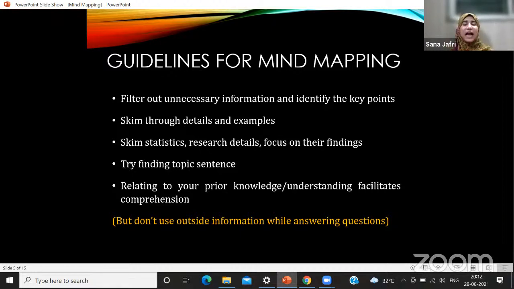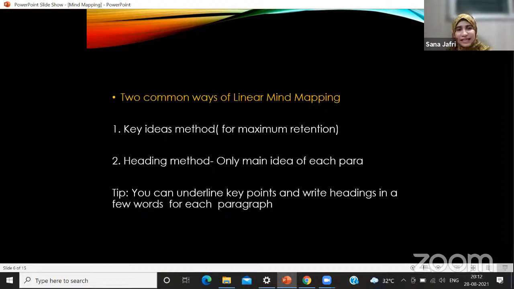So I think with these guidelines for mind mapping, let's finally try an exercise. Okay. This is one important thing. See, there are two common ways of linear mind mapping. Since we are primarily talking about linear, मतलब notes की तरह point wise, graphic मतलब design जैसा, charts हुए या फिर किसी type के stems बना के जैसे भी. Two common ways of linear mind mapping, क्या हो सकती हैं? The first thing, key ideas method.